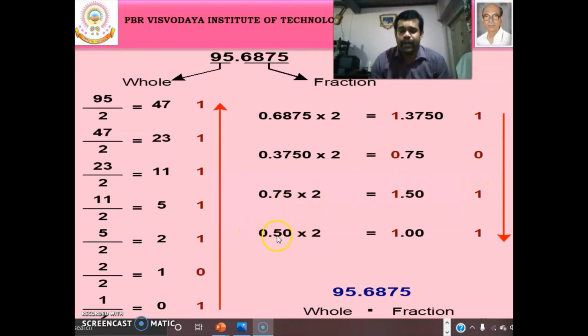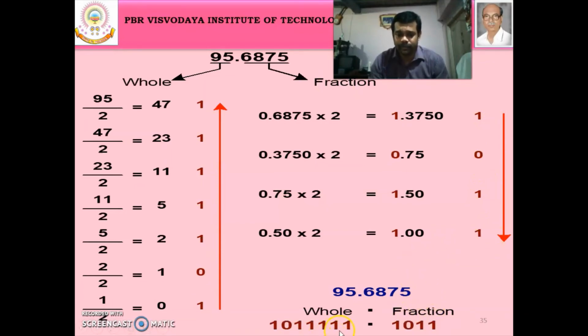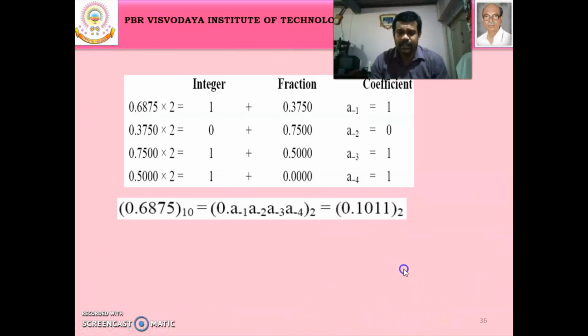Then 0.5 into 2 is 1. Here we are getting fraction part as 0. So we can stop at this point. Then this is the answer, 1011. So now we are writing the whole number part, that is 101111, and we are writing the fraction part 1011. That is the answer. So this is the answer.